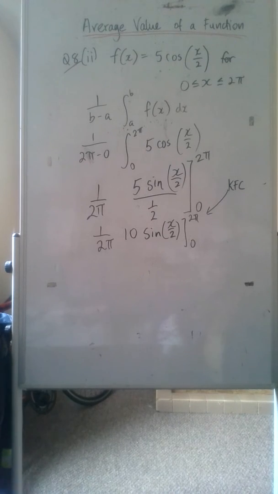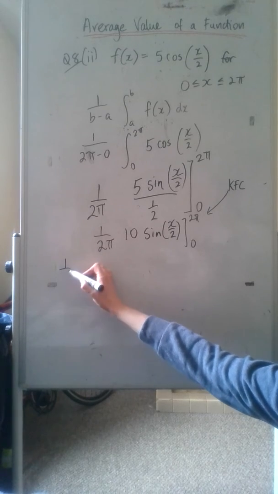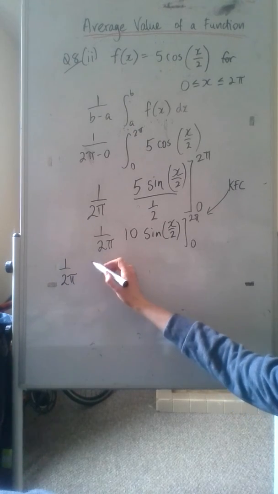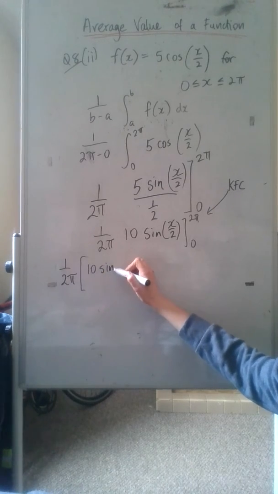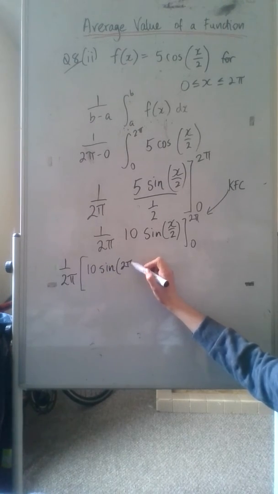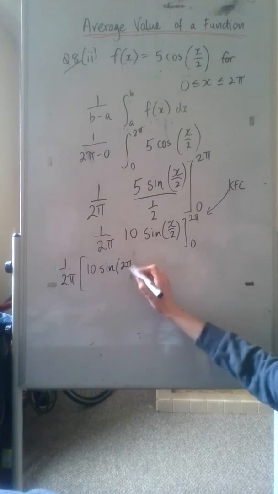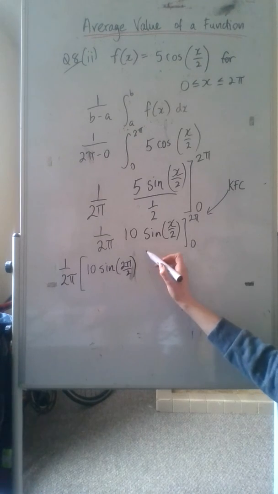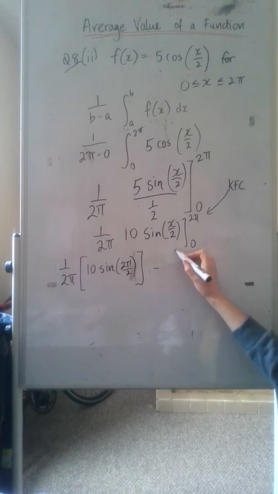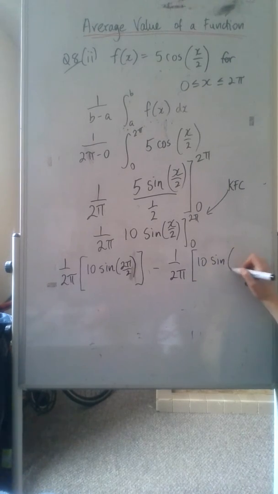Now I'm going to sub in my 2 pi and my 0. So this 1 over 2 pi will stay in front of each. I'll deal with that in a while. So it'll be 10 sine of 2 pi over 2, and then close that, minus 1 over 2 pi, 10 sine of 0 over 2.